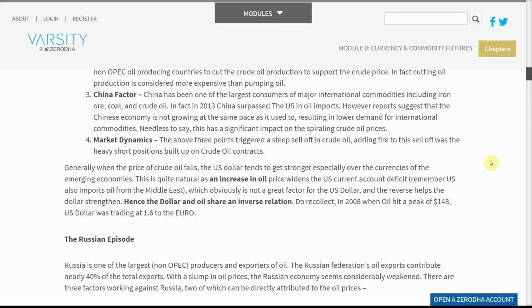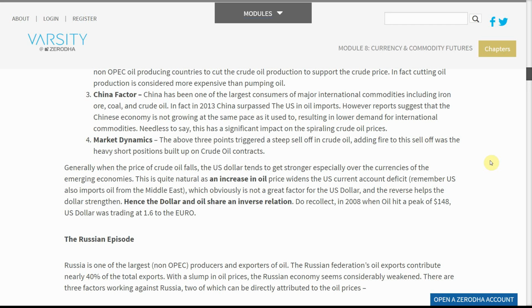Market dynamics. The above 3 points triggered a steep sell-off in crude oil. Adding fire to this sell-off were the heavy short positions built up on crude oil contracts. Generally, when the price of crude oil falls, the US dollar tends to get stronger, especially over the currencies of the emerging economies. This is quite natural as an increase in oil price widens the U.S. current account deficit. Remember, the U.S. also imports oil from the Middle East, which obviously is not a great factor for the U.S. dollar, and the reverse helps the dollar strengthen. Hence the dollar and oil share an inverse relation.